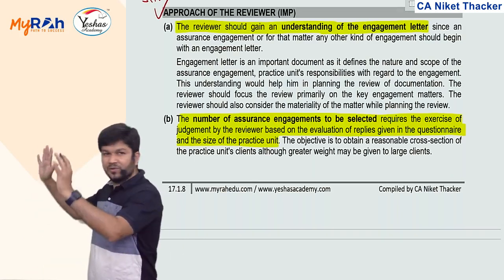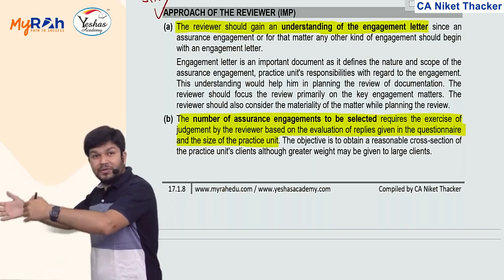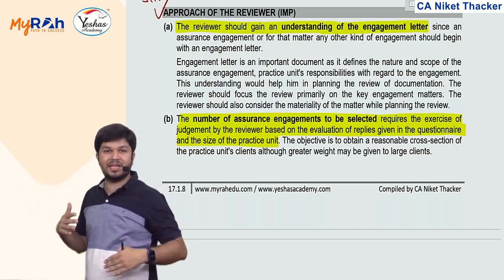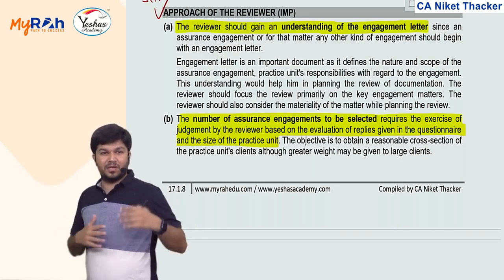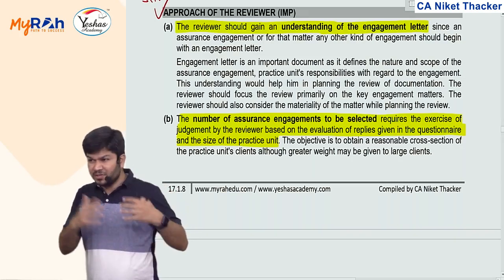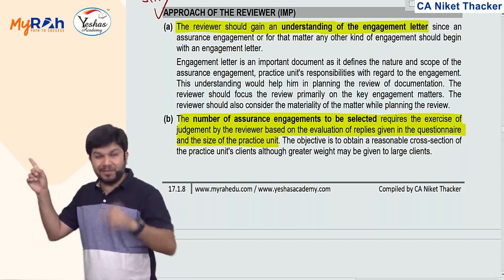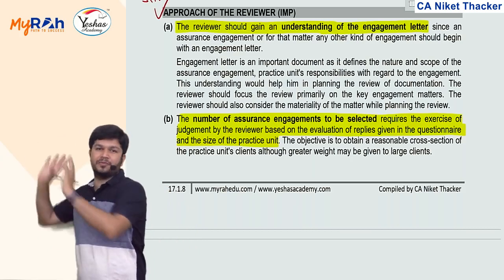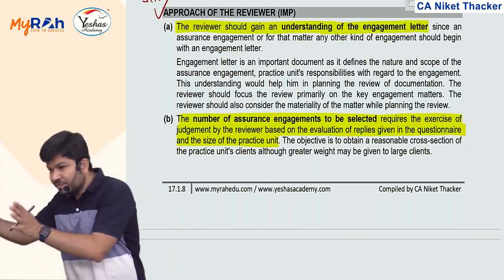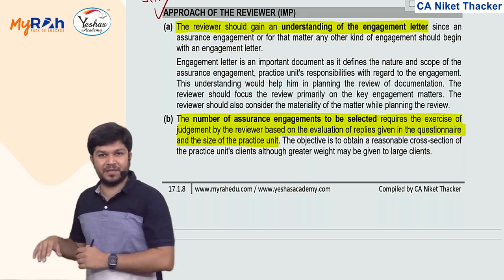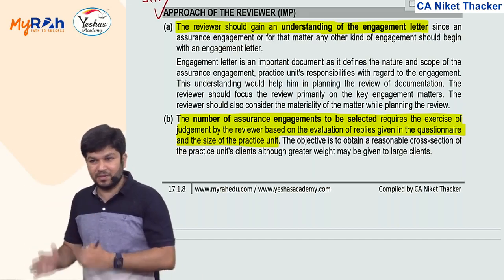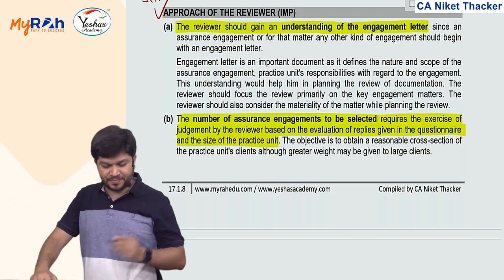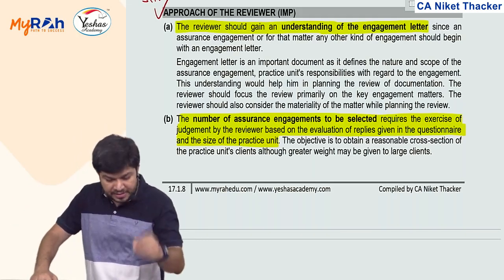Depending on the size of PU, they would have given me data: how many assurance audits they have, assurance engagements they have, which are listed, which are unlisted. So based on the data given by them in the questionnaire, I'll decide how many files I want to review. So first I'll check the engagement letters, how PU is preparing them. Second, I'll select how many files I want to check based on the questionnaire they've filled and the size of PU.